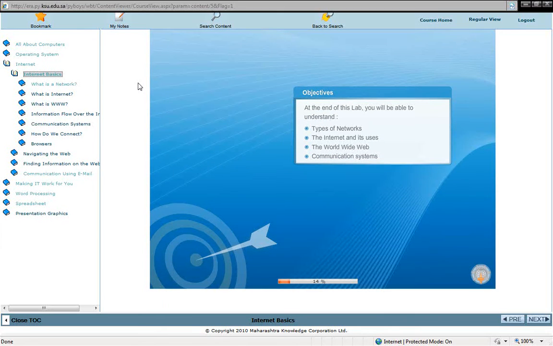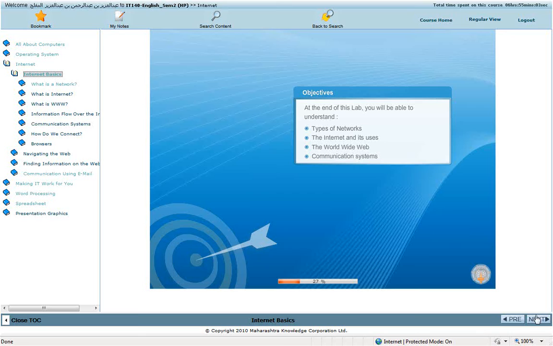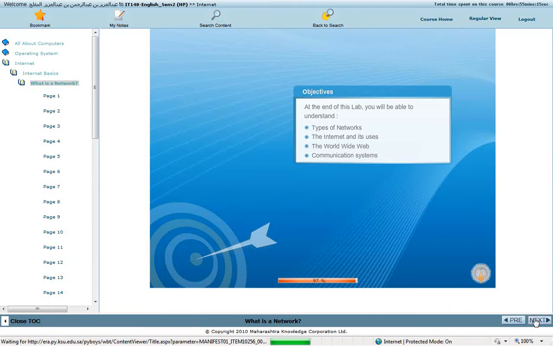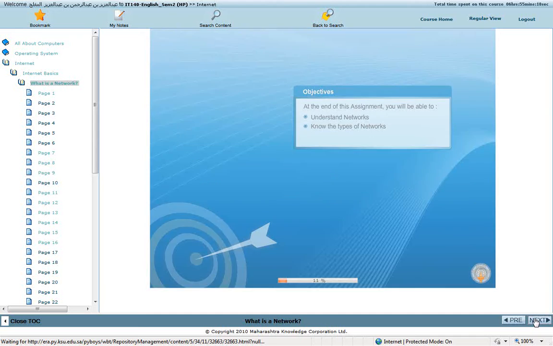Objectives. At the end of this lab, you will be able to understand types of networks, the Internet and its uses, the World Wide Web, communication systems. Objectives. At the end of this assignment, you will be able to understand networks, know the types of networks.